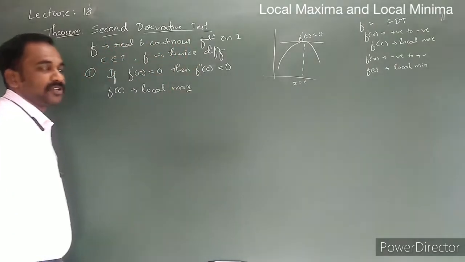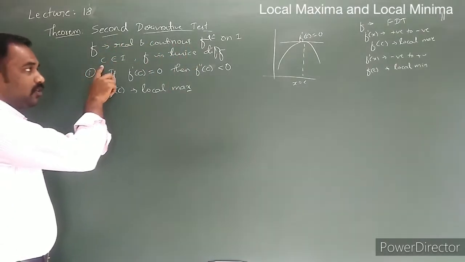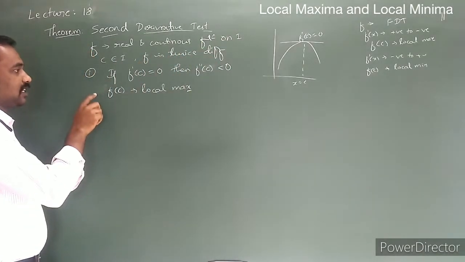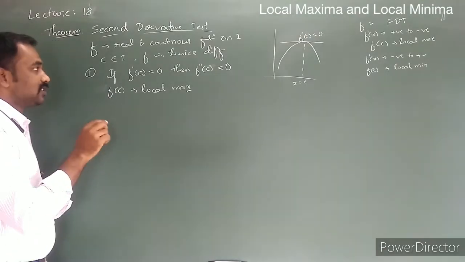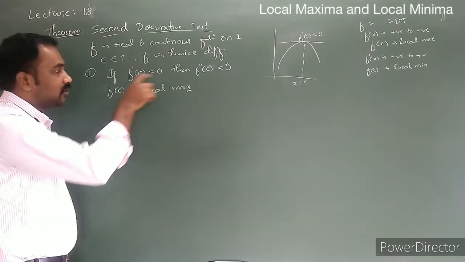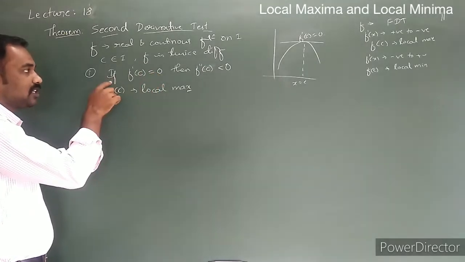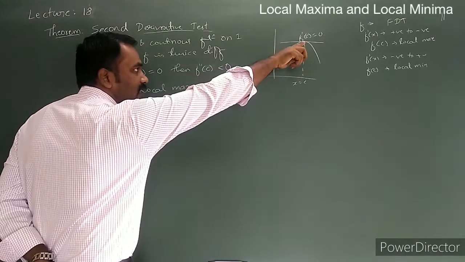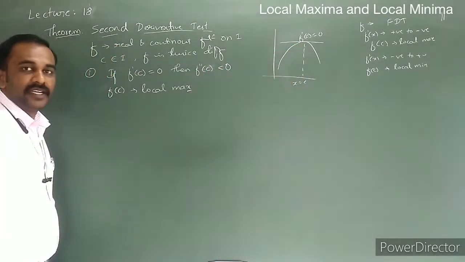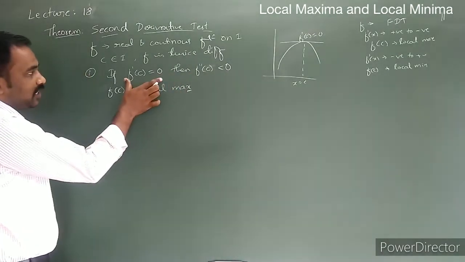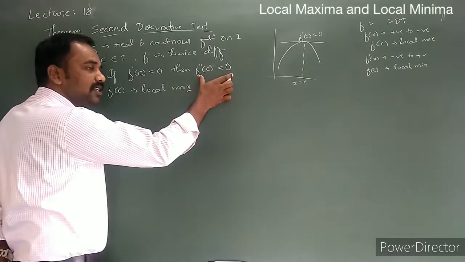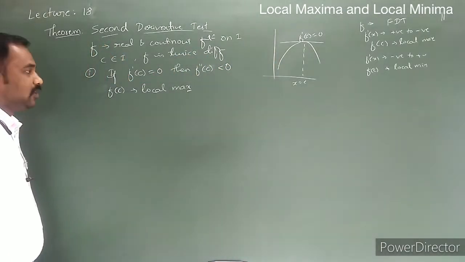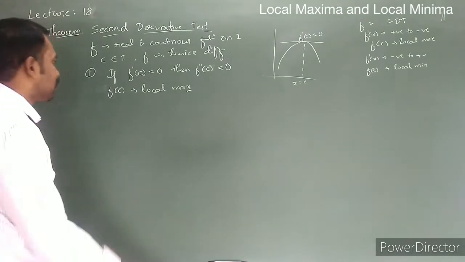f is a real and continuous function on I, and any point c belongs to the interval I. f is twice differentiable. In that case, to find the local maxima, what is the condition? f dash of c must be equal to 0. If f dash of c is equal to 0, then the second derivative of the function at that critical point should be negative. If this condition is satisfied, then only we can say that f of c is the local maximum value and c is the local maximum point.